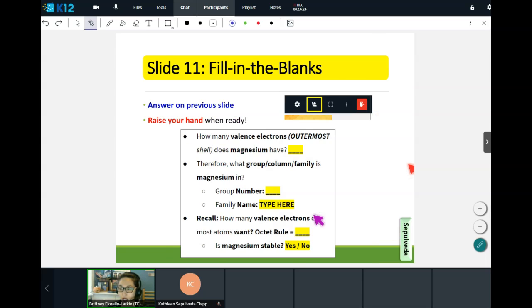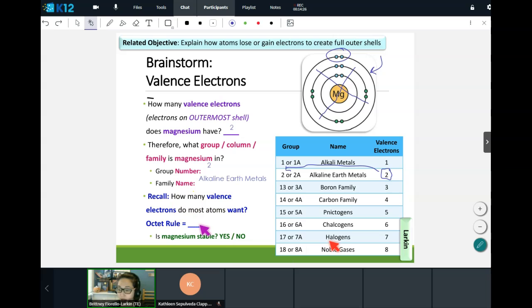Perfect. Okay, so taking a look here. Yeah, most of them want 8 valence electrons. Remember, the word oct means 8. So most of them want 8 valence electrons. So if you take a look at that, then is magnesium stable? If it only has 2 valence electrons but wants 8, is it stable?